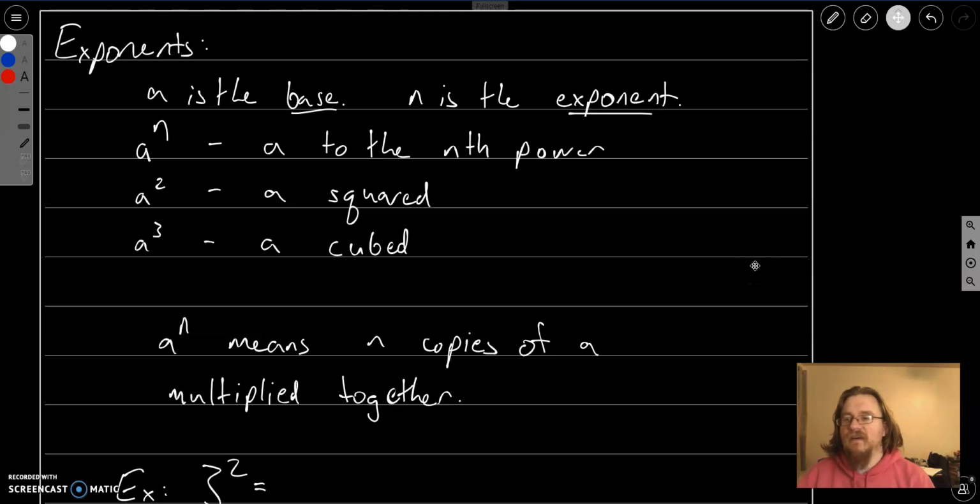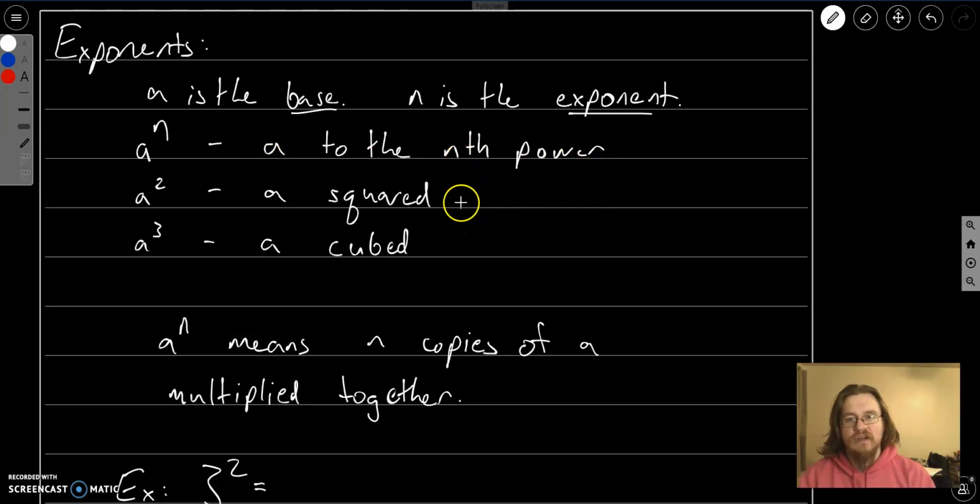Hello and welcome back. In this video we will be talking about exponents, and to set up some of the language that I'll be using throughout, I'm going to use a as the base and n as the exponent. So when I write an a with an n a little bit above it, I'll refer to this as a to the nth power.